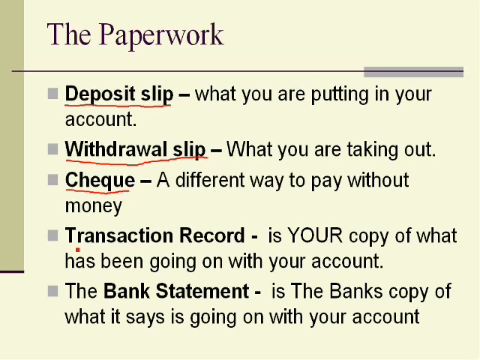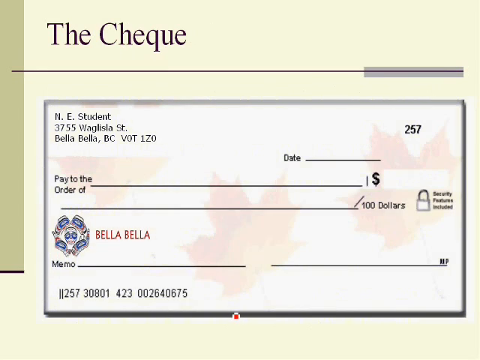A transaction record, well, that's a record of all your transactions. It's your copy of what's been going on with your account, so you have to maintain that record. The bank statement is the bank's copy of what's going on with your account. And again, transaction records and bank statements will be going over again after I return. So first off, the check.